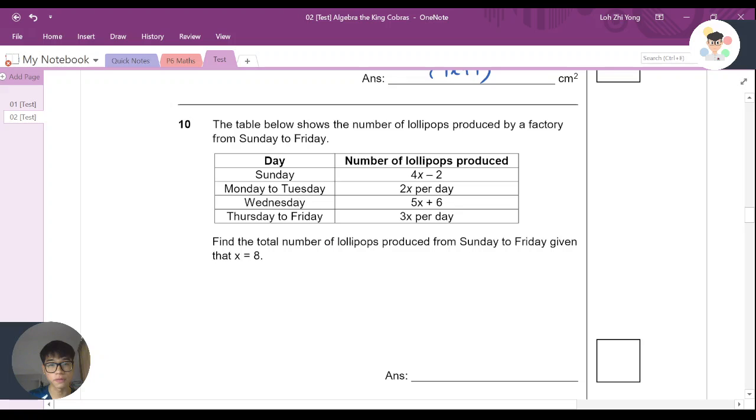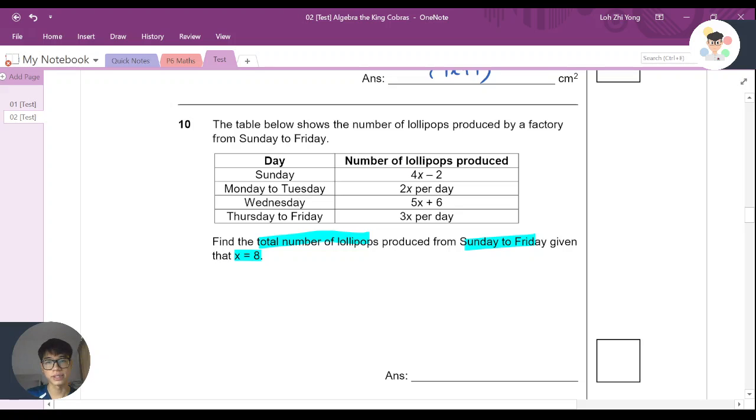Find the total number of lollipops produced from Sunday to Friday, given that x is equal to 8. Of course, you have two ways to do it. Either you straight away put x equal to 8 inside, solve to find the exact numbers, then add them together. Or you can keep the algebra first, then add it together. It depends on your way, but I see a lot of you do this, which is that you put it inside first.